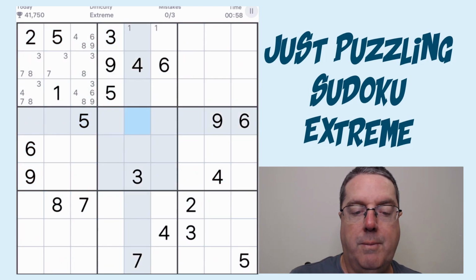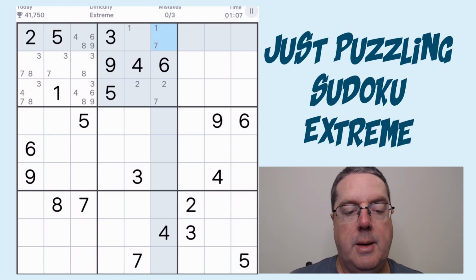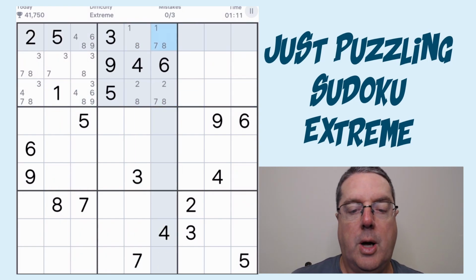It's just how I've done it. I think it's just a force of habit. Let me know what you would do differently in the comments, and let's see if we can all improve our skills in terms of Sudoku.